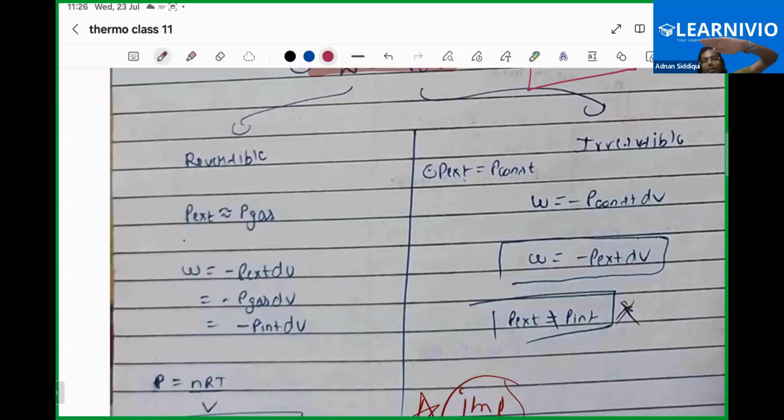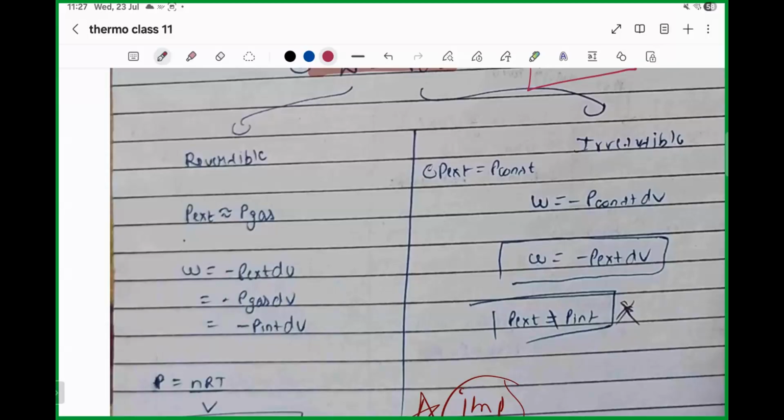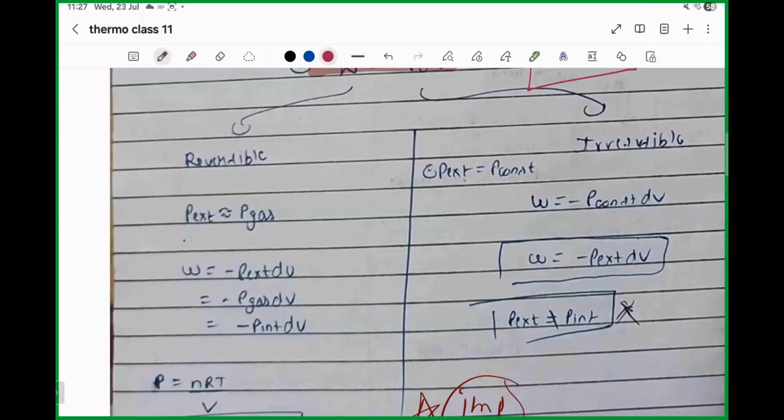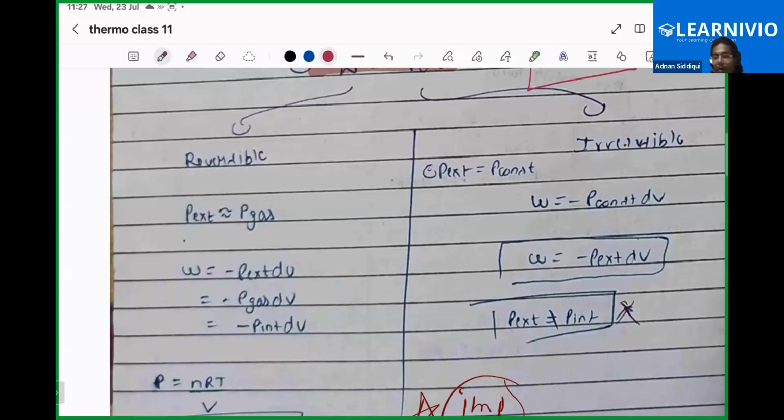So the P external is what? P external is due to the piston. But while I am putting that external pressure, the gas molecules are getting compressed. They are coming close to each other, and P internal will increase. Now, as the gas molecules come close to each other, they will repel themselves, and that will create a pressure due to the gas that we will call P internal.